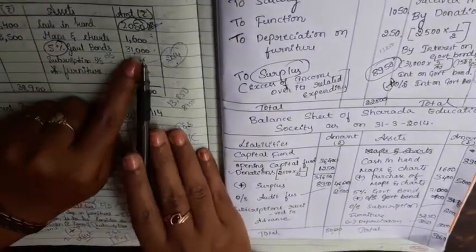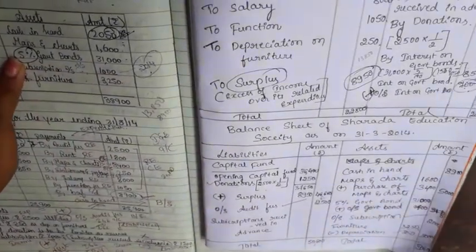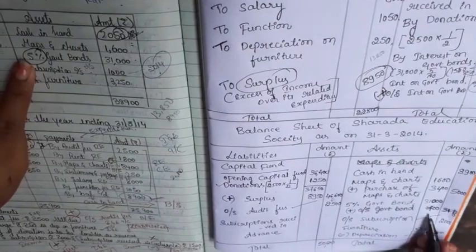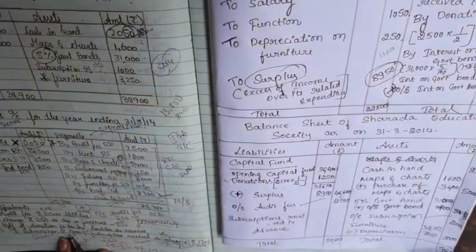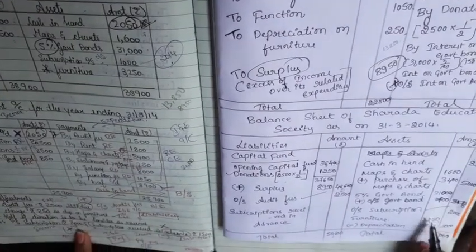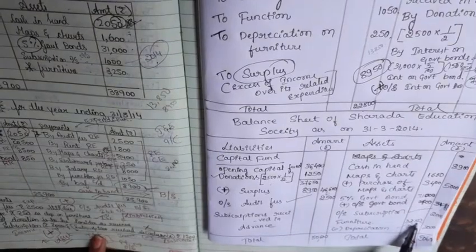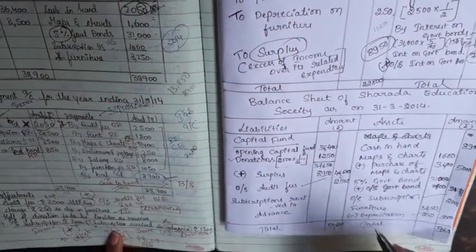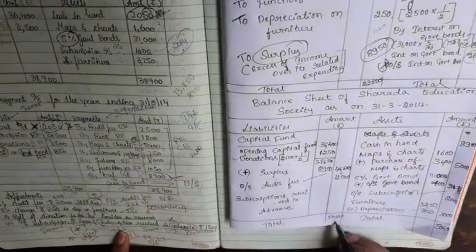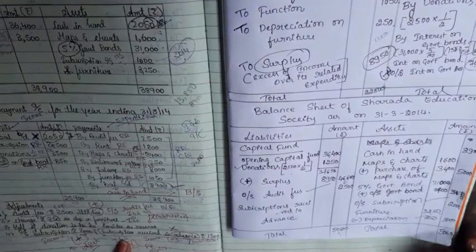5% government bond 30,000 rupees. We have received only 850 rupees, so 700 rupees is outstanding. Subscription outstanding in the adjustments: outstanding subscriptions 2,000. Furniture value 3,250, depreciation 250. Total amount 3,000. Total values of liabilities 50,600 and the total values of assets 50,600.